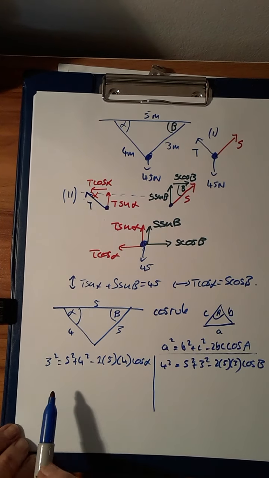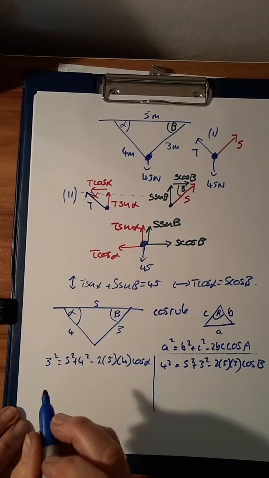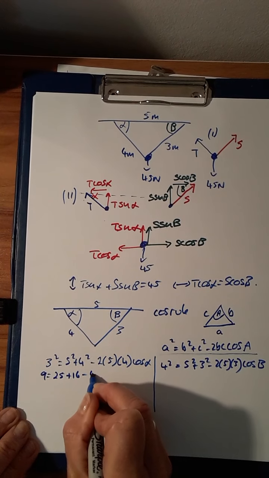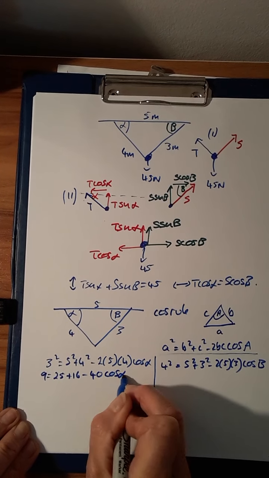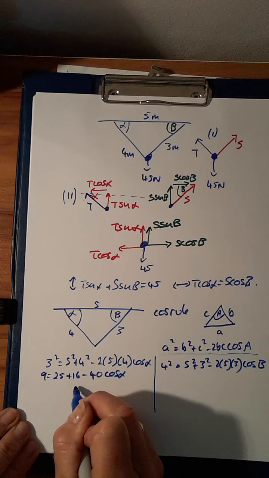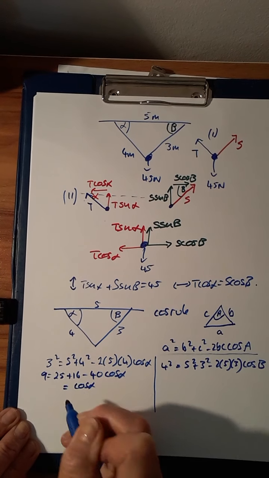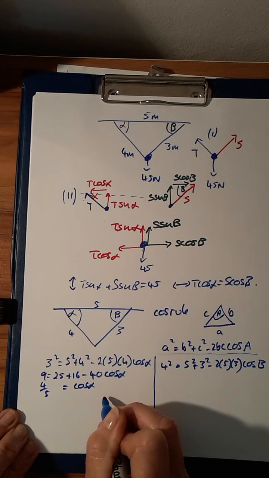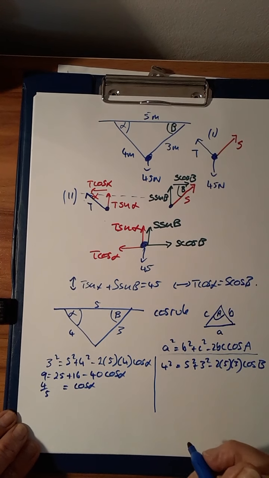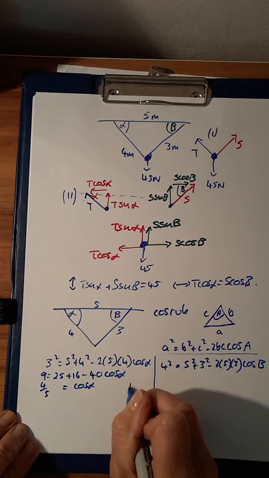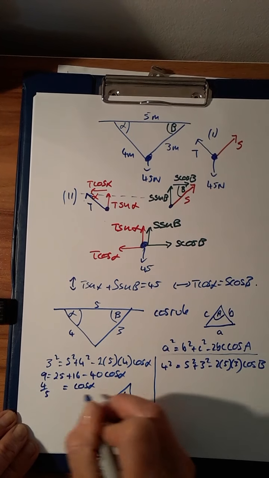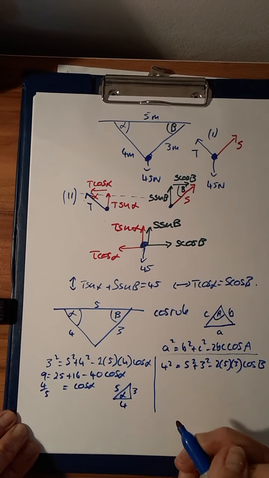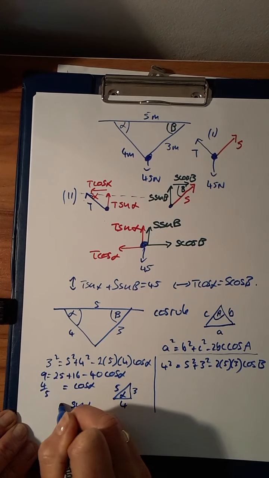Okay, so when I work this one out, this is going to become 9 is equal to 25 plus 16 minus 40 times the cos of alpha, which means that the cos of alpha, when I work that out, will become 4/5. If the cos of alpha is 4/5, then I know straight away the sine of alpha. If this is alpha, and the cos is 4/5, solving by Pythagoras, this has to be 3, so that means that the sine of alpha is 3/5.